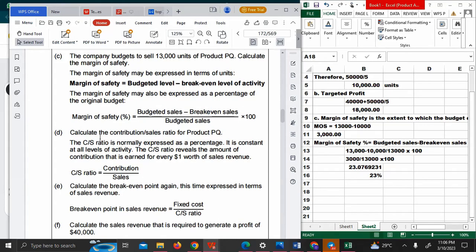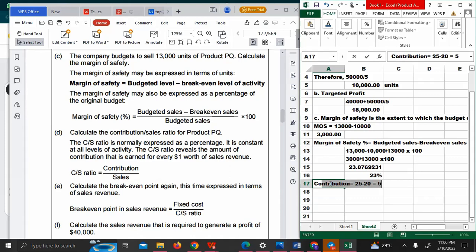So now the next one is we should calculate the CS ratio. So the contribution. Wait, let me write the margin of safety formula first.